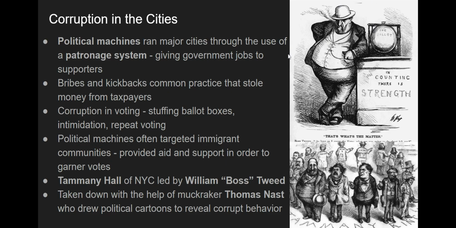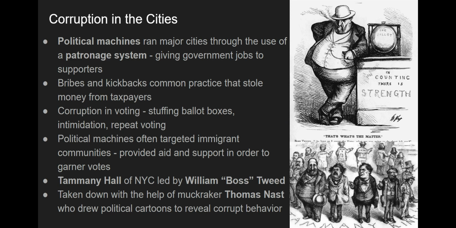If you take a look over at this political cartoon, you'll see an example of this kind of corruption. This is Boss Tweed. He is the most famous of the political machine bosses who ran the one in New York City called Tammany Hall. And here he is by the ballot box, leaning there, looking really intimidating. And it says, "In counting, there is strength." That's what's the matter. So, literally at polling places, there would be intimidation to guarantee that people voted a certain way.